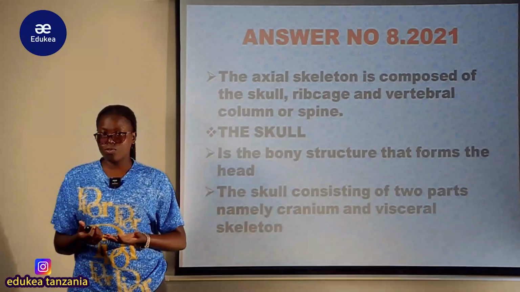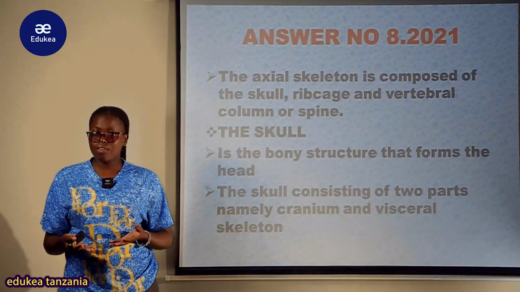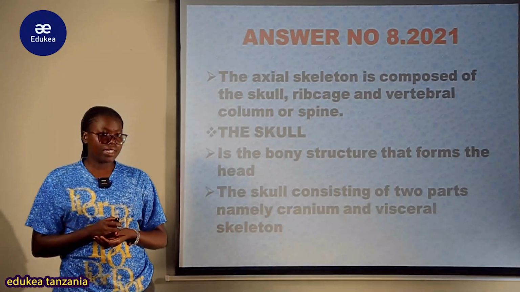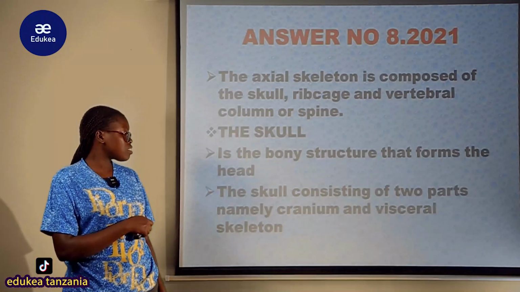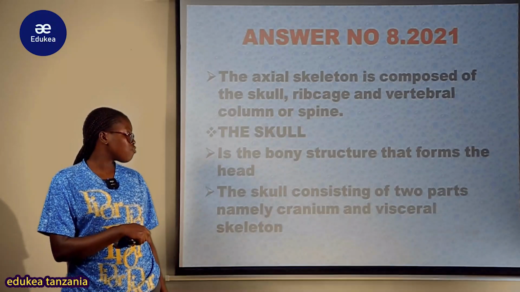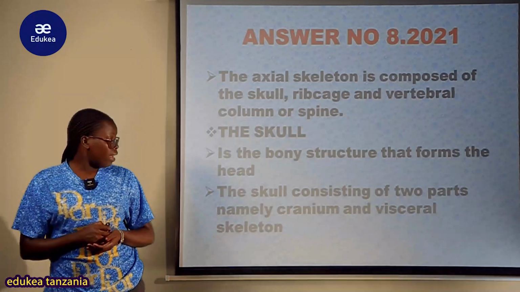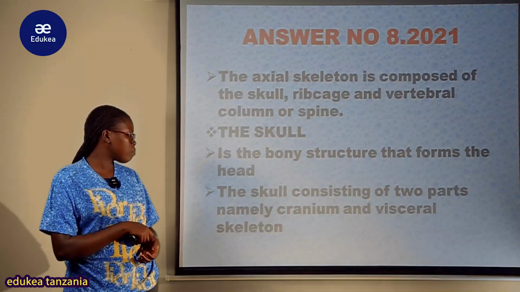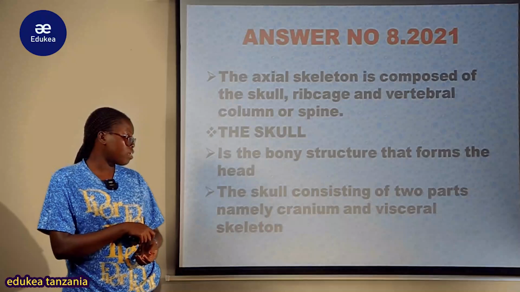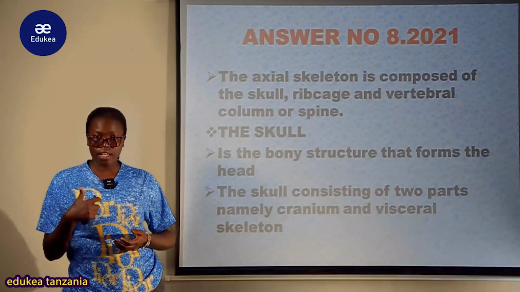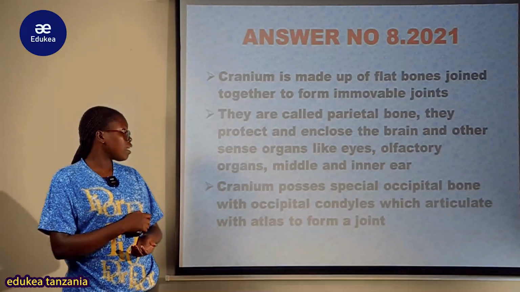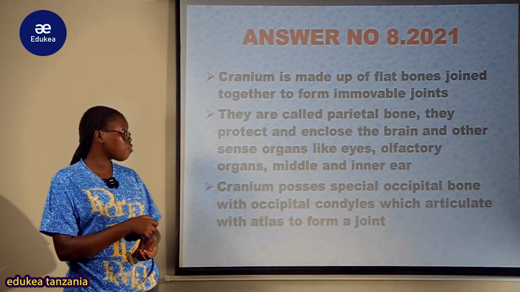So by starting the first one, the skull. Skull hii hapa ni fuvu. Katika fuvu tuna nini? Kuna ubongo, kuna macho, kuna sikio, kuna pua. So let us see. The skull, this is a bony structure that form the head. This is a skull. And the skull consisting of two parts, namely cranium na visceral skeleton. So the part of the skull ni cranium pamoja na visceral. Hii cranium ndio where the brain ipo, na kuna this visceral skeleton. So cranium is made up of flat bone joined together to form the immovable joint.